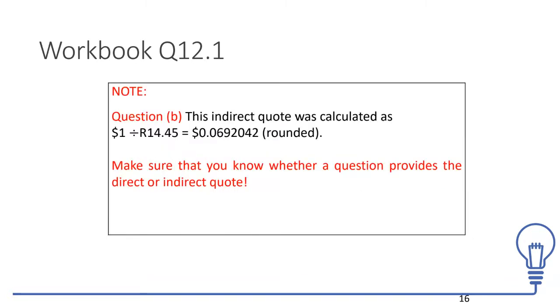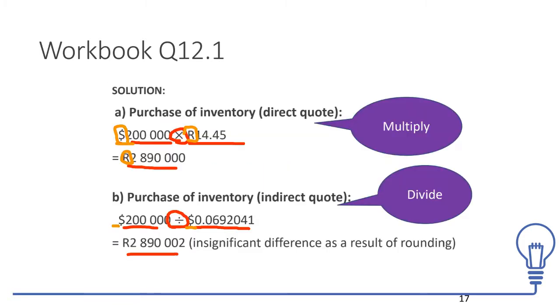Okay, so here again, I'm just saying, please just make sure that you identify that it is a foreign currency that's quoted indirectly. Okay, so have a look at what we've done. Here, we have taken out 200,000. We've multiplied it by the 14, you can see the multiply there, to get the amount of 2 million. Under B, we took the 200,000, we divided it, see the divide sign, by whatever amount they gave us to get the 2.8 million. Right.